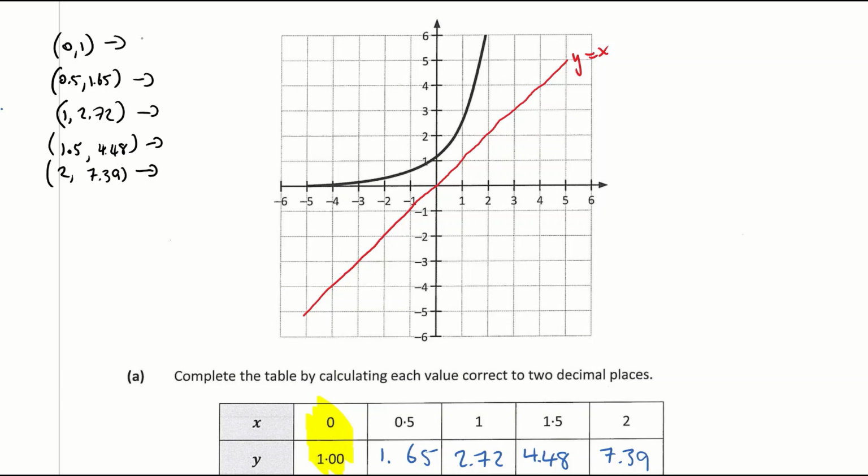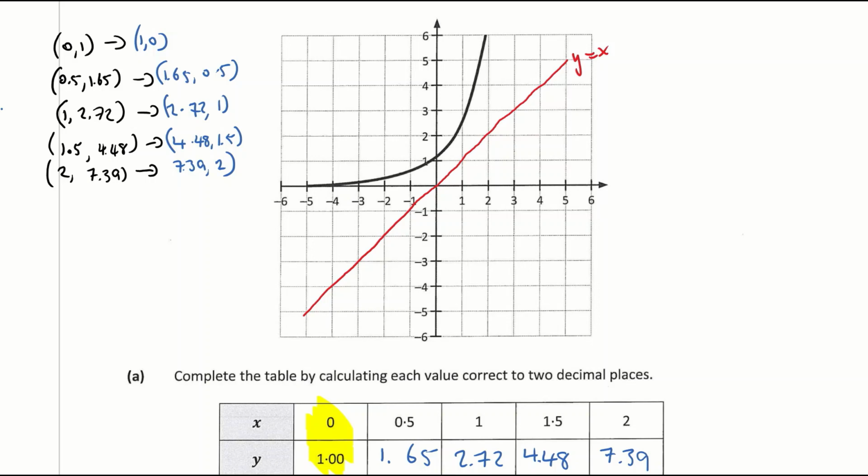So my inverse coordinate here would be 1, 0, then 1.65, 0.5. My input here would be 2.72 and I'd get out 1. That would be my new output. I'd put in 4.48, I'd get out 1.5. And I'd put in 7.39 and I'd get out 2. Sorry, that's a 1.5 there actually, isn't it? For my second to last one. So they're the new couples that I need to plot.